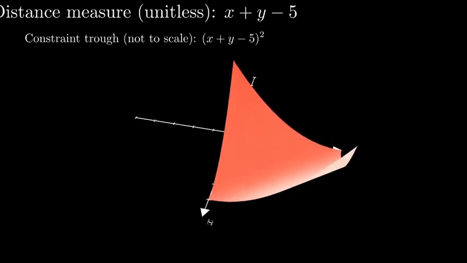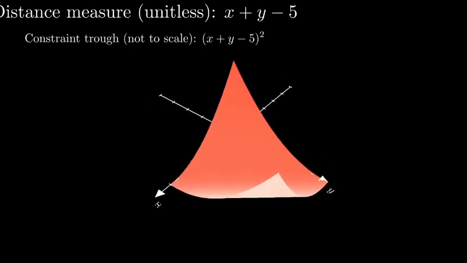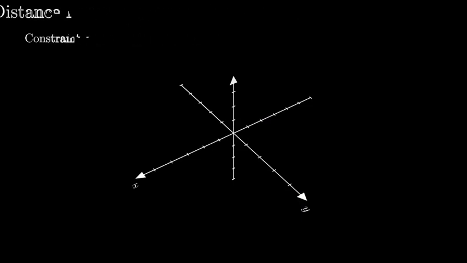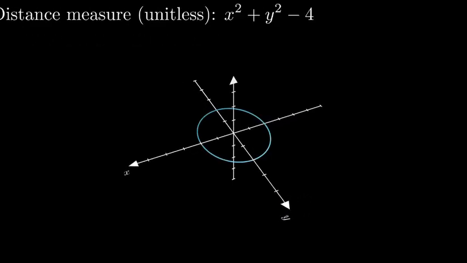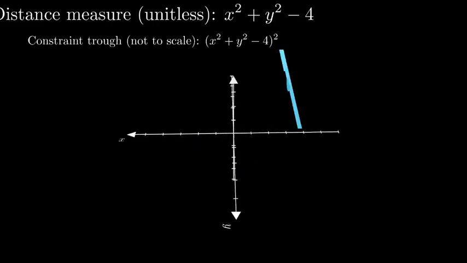So say we want to keep all the points on a circle with radius 2. So first, the constraint function is that x squared plus y squared equals the radius squared. So x squared plus y squared minus 4 equals 0. If we just square this, this trough keeps all the points rolling into the circle.